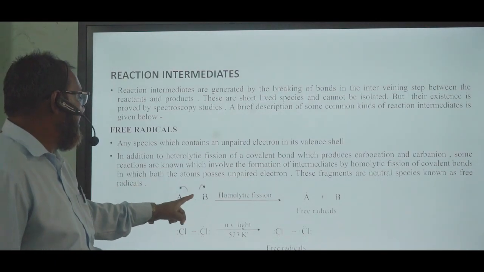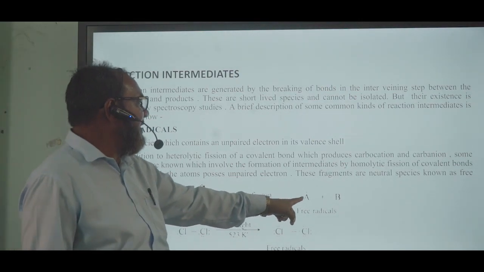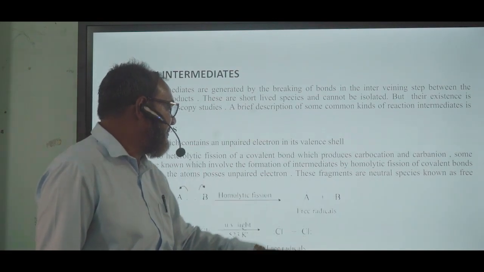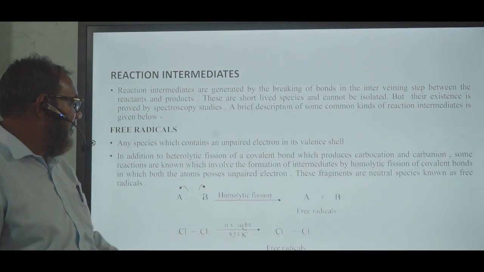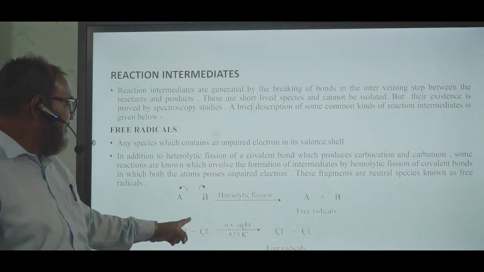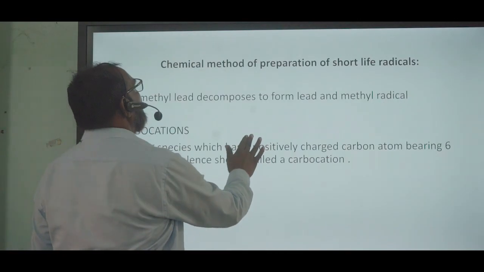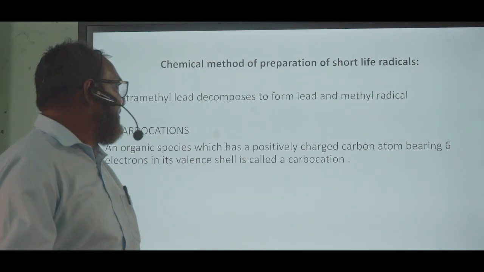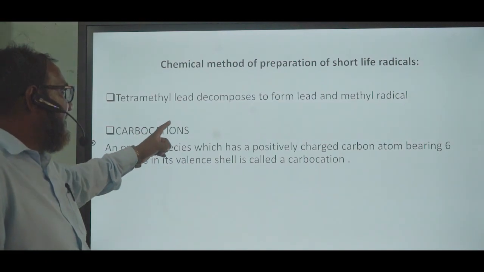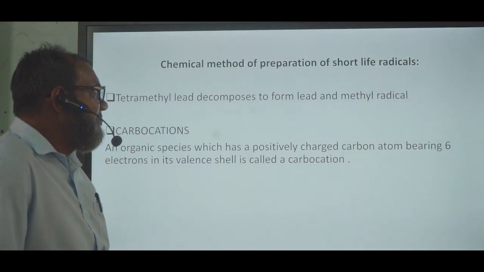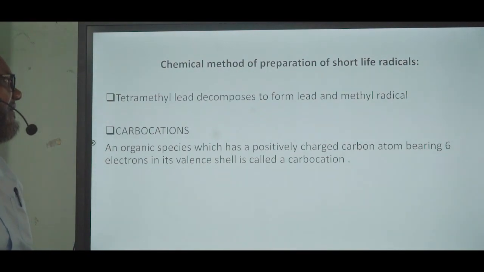In homolytic fission, each atom carries one electron, so that A dot is A free radical and B free radical, etc. For example, chlorine in presence of UV light or when heated will break homolytically, so that 2 free radicals are generated. Now, a chemical method of preparation of short-lived free radicals: tetramethyl lead decomposes to form lead and methyl radical. When tetramethyl lead is heated, it forms lead and methyl radical.